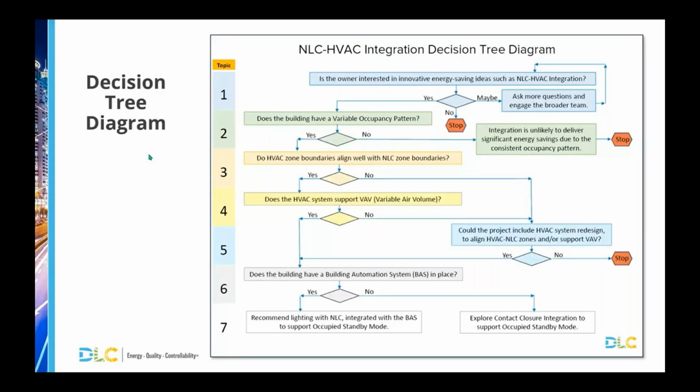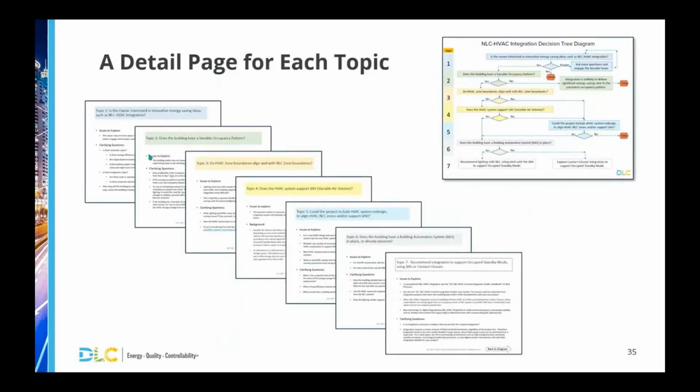The decision tree diagram has 7 topics to consider when deciding whether to pursue NLC HVAC integration on a particular project. This one-page diagram is sufficient by itself to eliminate some projects from further consideration. If a project might have potential at first glance, and you want to consider it more carefully, each topic in the diagram has a corresponding page in the PDF file with a number and a color for that topic. You can click on a topic number in the diagram to navigate to the page about that particular topic.